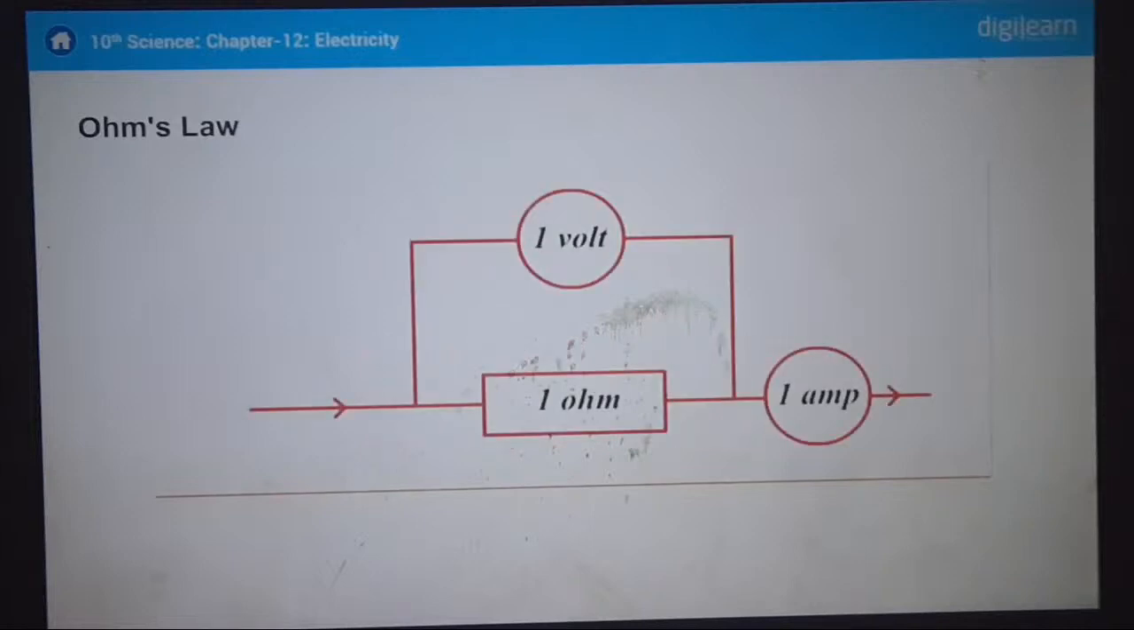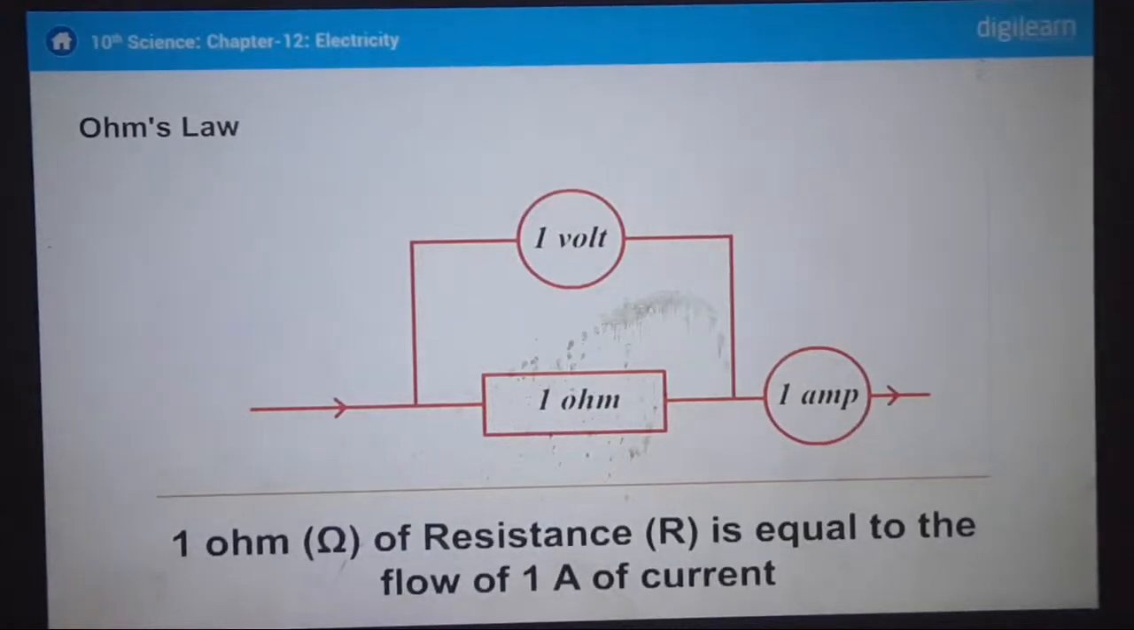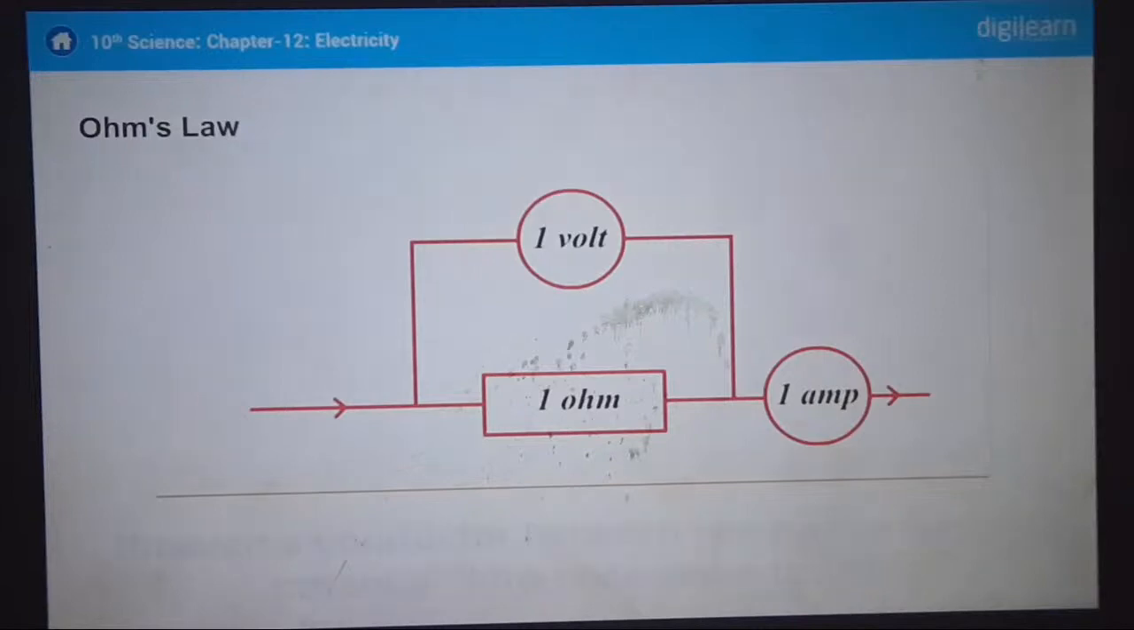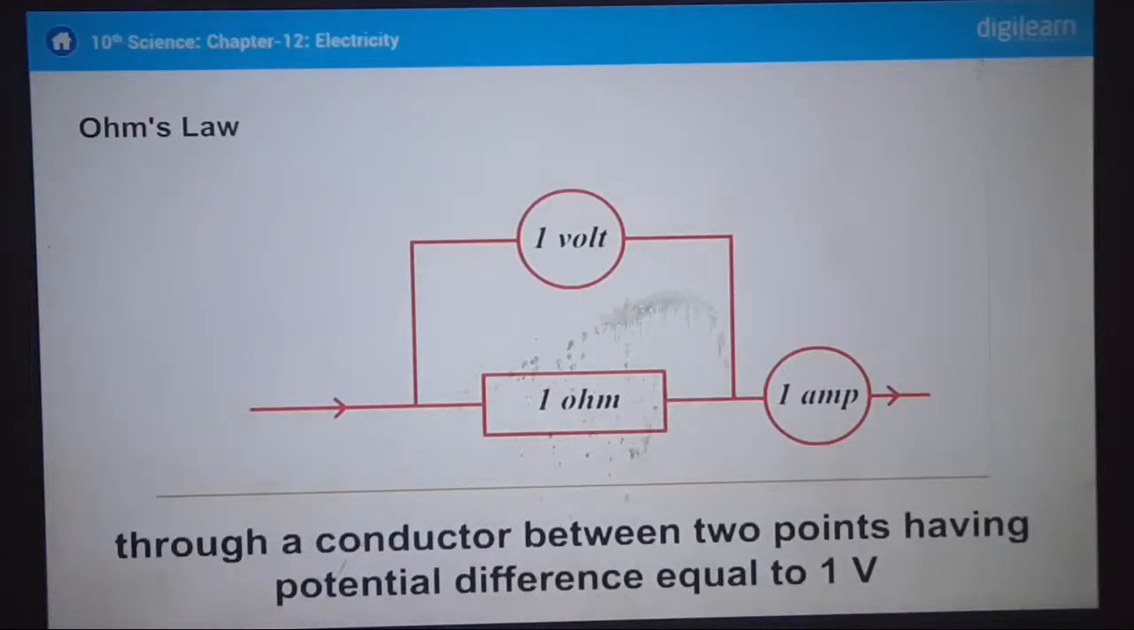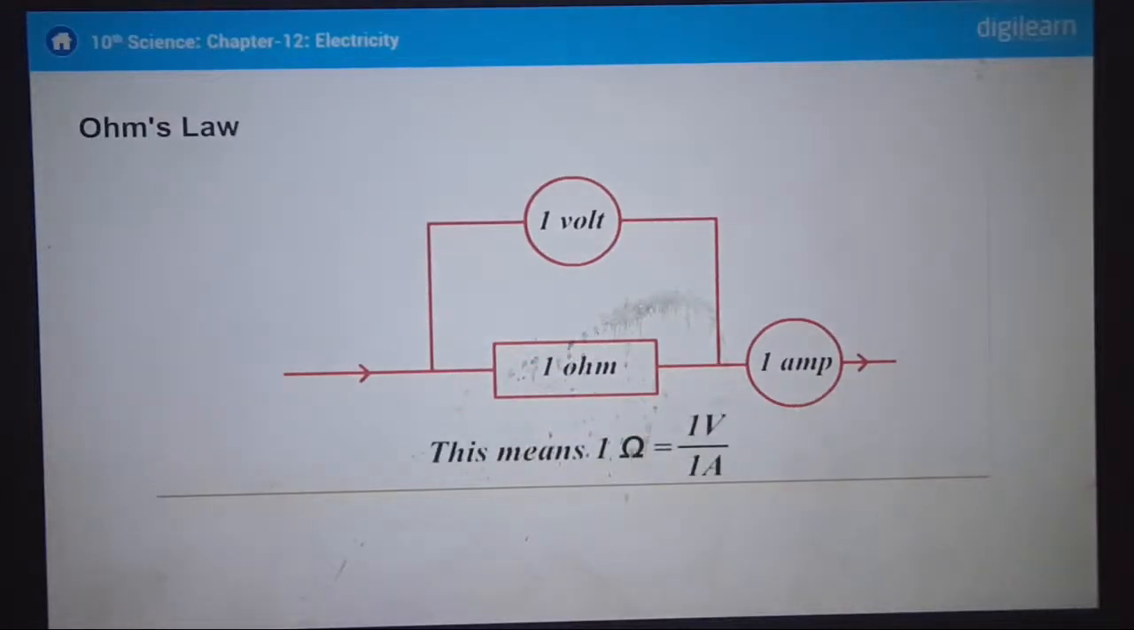SI unit of resistance is ohm. Ohm is denoted by the Greek letter omega. 1 ohm of resistance R is equal to the flow of 1 amp of current through a conductor between 2 points having potential difference equal to 1 volt. This means 1 ohm equal to 1 volt by 1 amp.